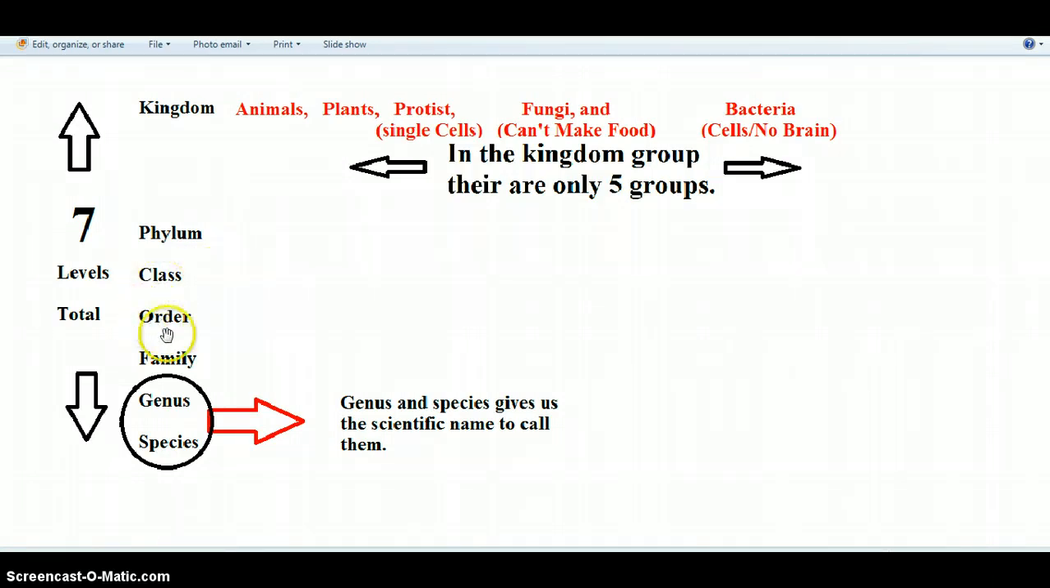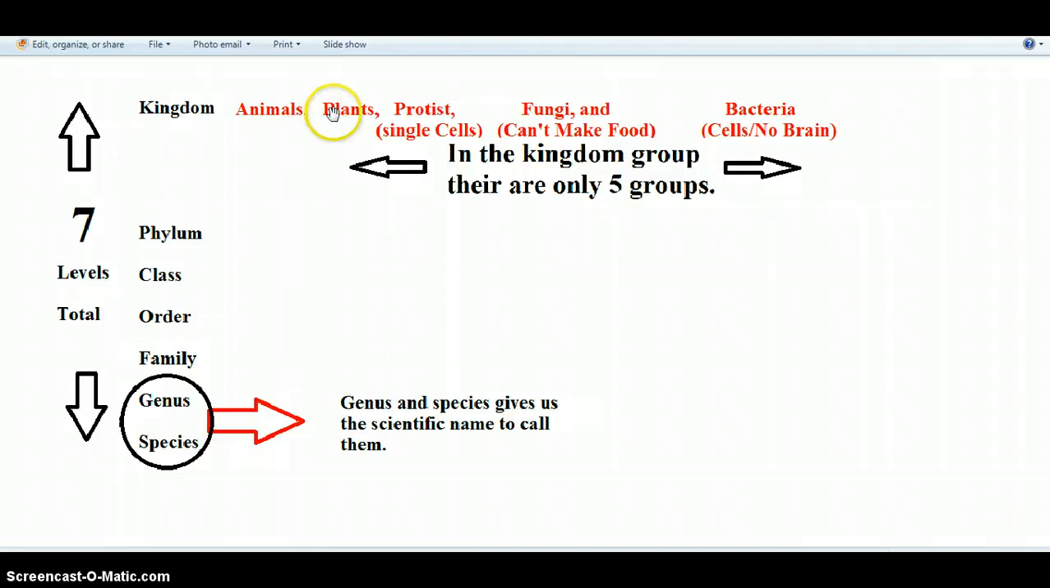And as you see, these questions keep changing until we get down here to the genus and species. And as humans, we are classified as Homo sapiens, which is a genus and species. So if we go anywhere around the world and say, well, look at this Homo sapien, everyone's going to know exactly what we're talking about.